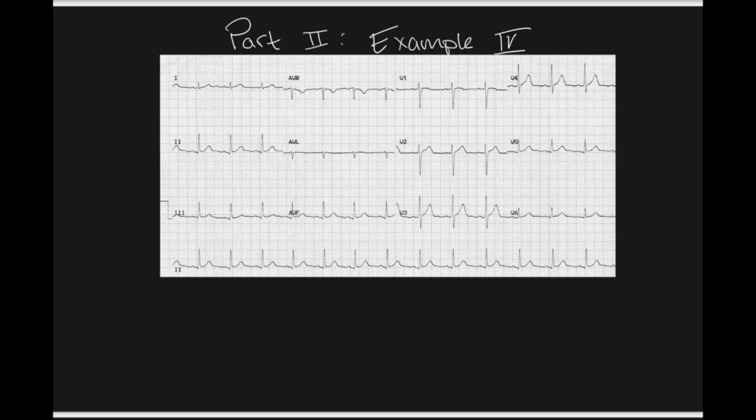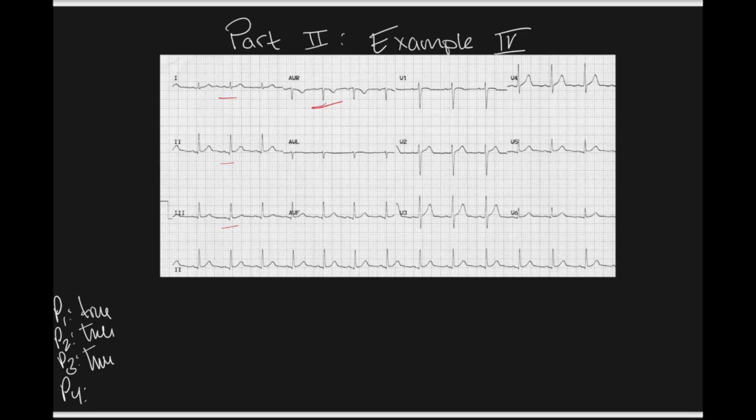Alright, welcome back. So let's go through the first pattern, where everything on the left side is positive, and that seems to be true. The second pattern where AVR is all negative, and that seems to be true. The third pattern where AVR and AVL are the only ones with negative P's and negative T's, and that seems to be true.